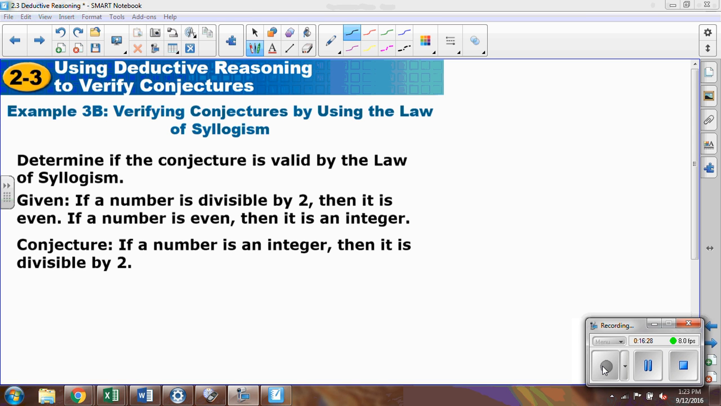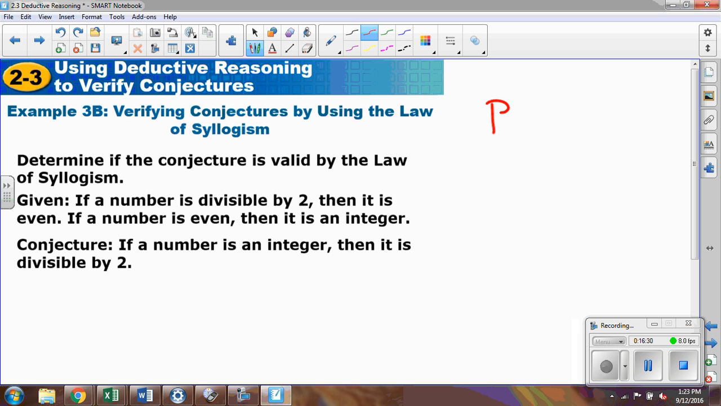Well, let's start by checking for the structure. A number is divisible by 2, then it is even. Is this true or false? Yes, this is overall true. Even numbers you can divide by 2. Not a huge shock there. Continuing further.